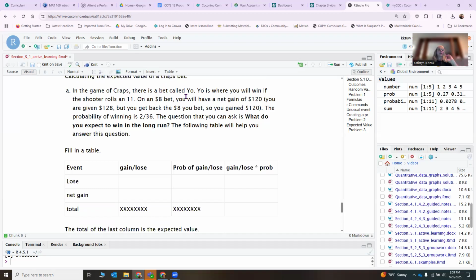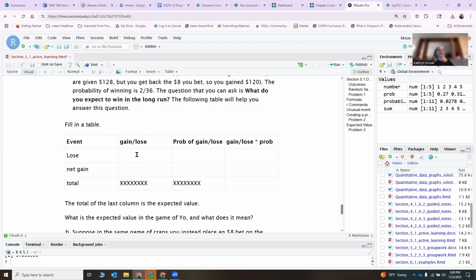In the game of craps, there's a bet called Yo. If you win, if the shooter rolls an 11, on an $8 bet you are given $128, but you get back the $8 you bet, so you actually only gain $120. The probability of winning is 2 out of 36, which we saw before. The question is, what do you expect to win in the long run?